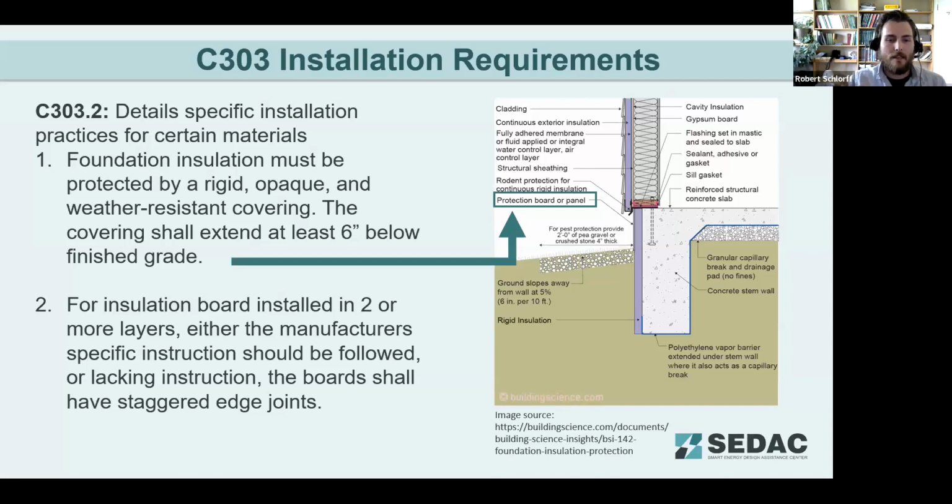And then the next point there is for insulation board installed in 2 or more layers, either the manufacturer's specific instructions should be followed or, lacking instructions, the board shall have staggered edge joints. This just means that we want to layer 2 layers of insulation so that none of the joints are right directly on top of each other.